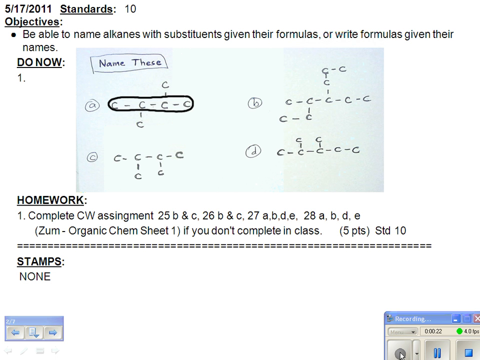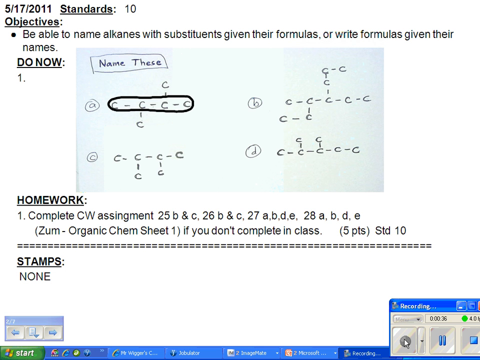What kind of substituents do we have? What are those things called? No? Okay, let's give someone else a chance. Okay, now, tell us what the names of the two substituents that we have are. They're both the same. What are they called?